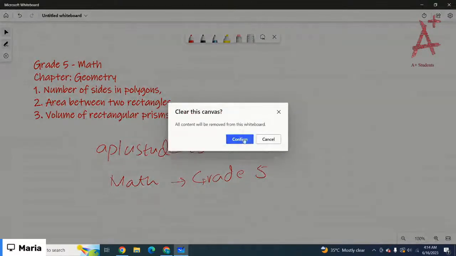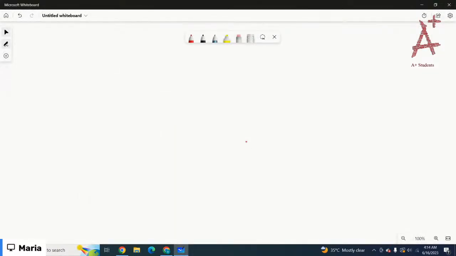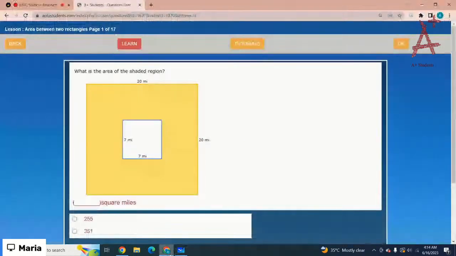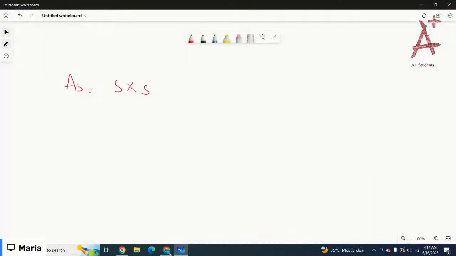Okay, let's first calculate the area of the smaller square. That would be side times side, so 7 times 7. Got it? So 7 times 7 is 49. Then I have to calculate the area of the larger square. It would be 20 times 20, and 20 times 20 is 400.